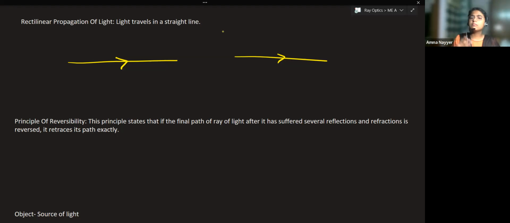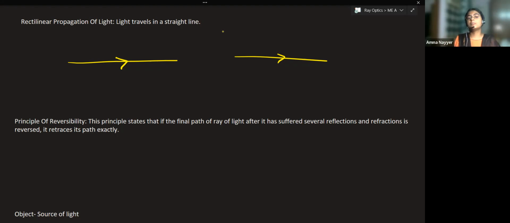Had it been transparent, it would have allowed the light to pass through it. But it will never happen that, if this is the wall and this is the source, rays come like this, like this, like this. No, light has to travel in a straight line. And this property is known as rectilinear propagation of light. Nobody is going to ask you this part separately, but for the basics, you have to understand.